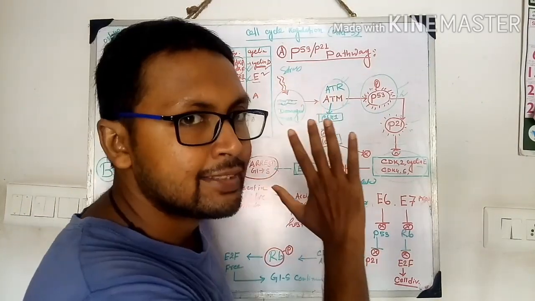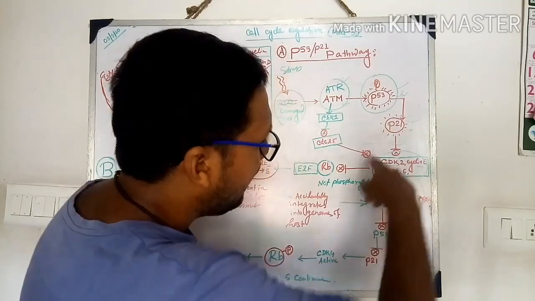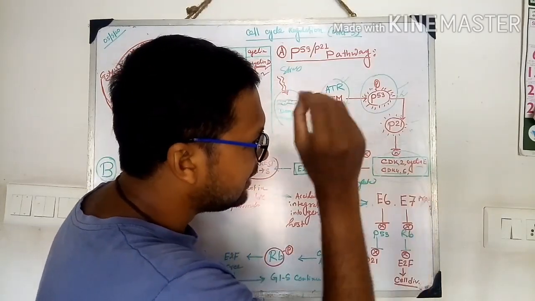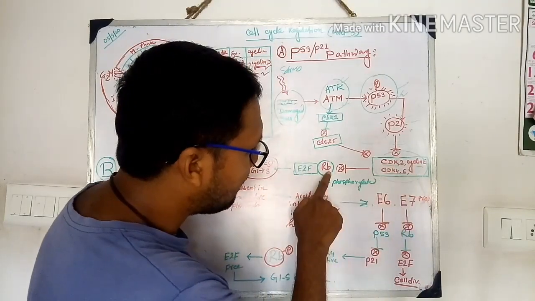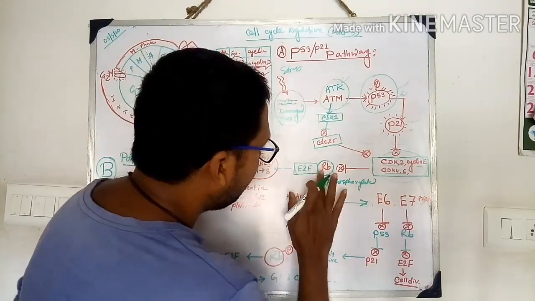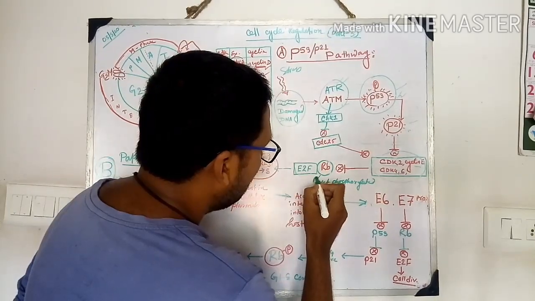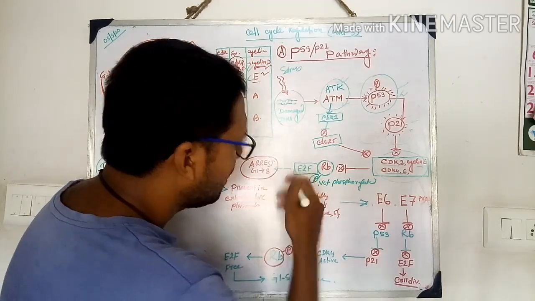ATM and ATR are not getting sensed, P53 will not be activated, P21 is in an inactivated condition, and CDK2 cyclin is present in active condition. When they are present in an active condition, what will happen? The RB will be phosphorylated. When RB is phosphorylated, then E2F will be active.